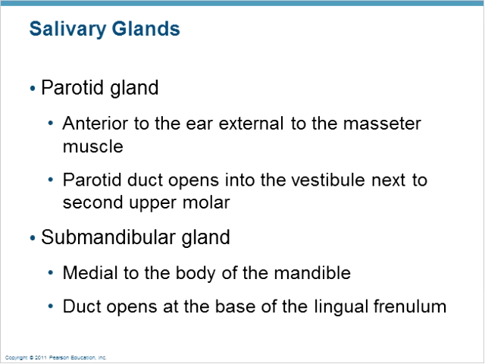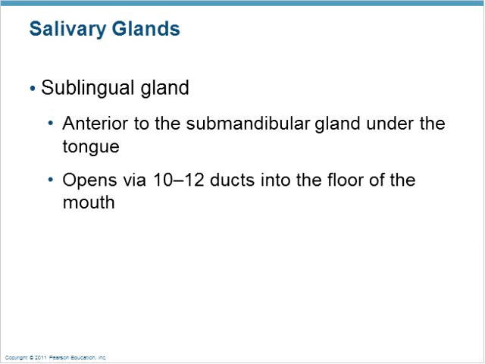The extrinsic, if you will, the external glands, the parotid gland is the first. It's anterior to the ear, external to the masseter muscle. The parotid duct opens into the vestibule next to the second upper molar, so in the cheek, if you will. The submandibular gland is medial to the body of the mandible, and its duct opens at the base of the lingual frenulum. Finally, the sublingual gland is anterior to the submandibular gland under the tongue. It opens via 10 to 12 ducts in the floor of the mouth.